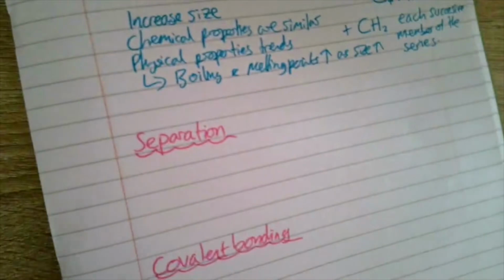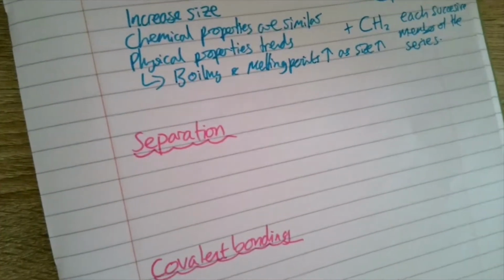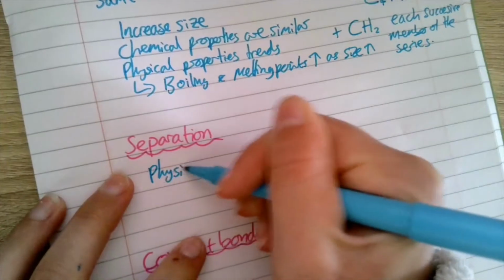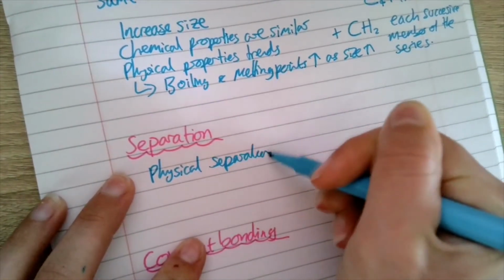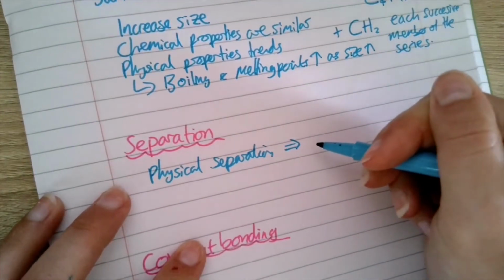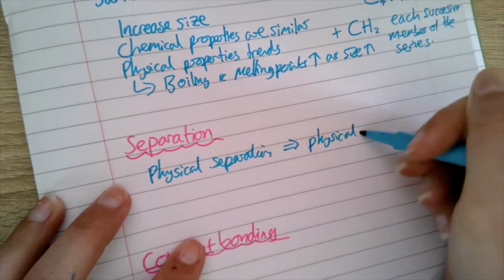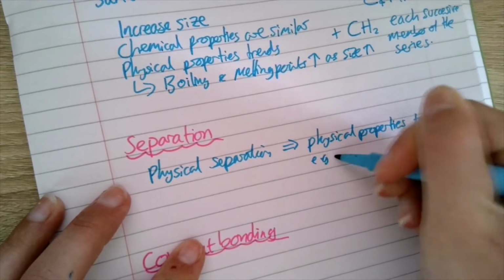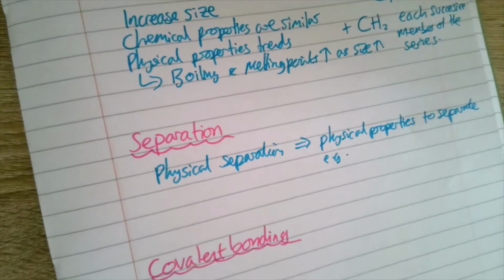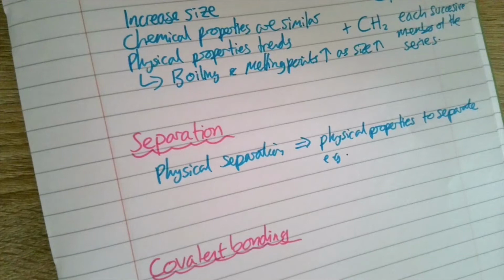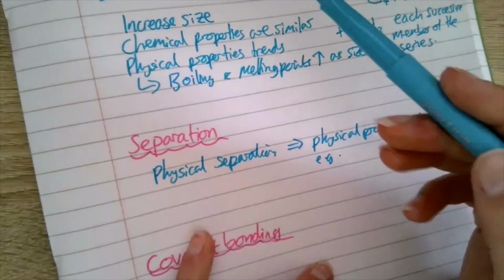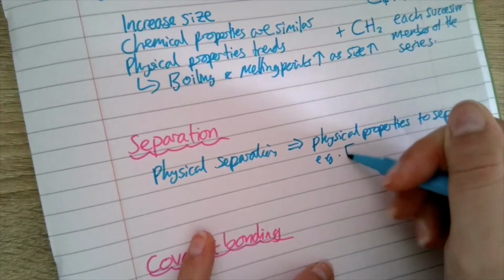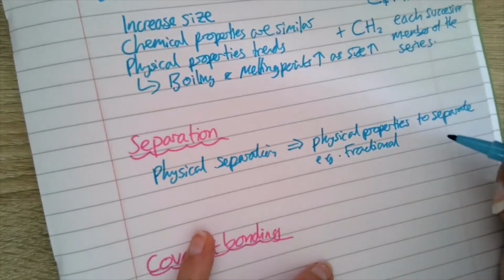Thinking about different ways in which we separate or get different molecules out of what we put in. So physical separation requires us to use physical properties to separate. Different examples of physical separation methods, so you've got filtration, distillation, crystallization. They're all different physical separation methods that you will have looked at previously. In terms of our crude oil and fuels topic, we're talking about fractional distillation, as they're being separated based on their boiling point, which is a physical property.